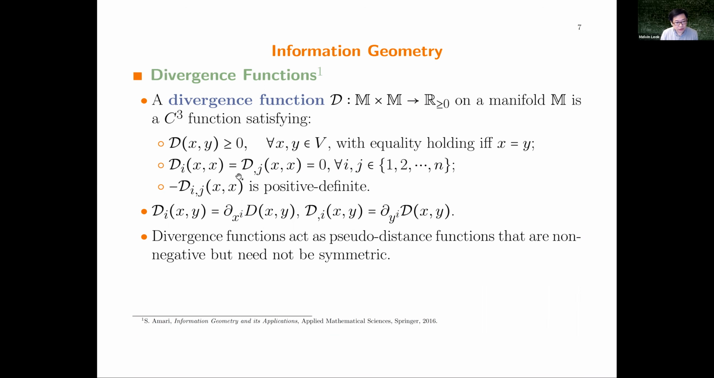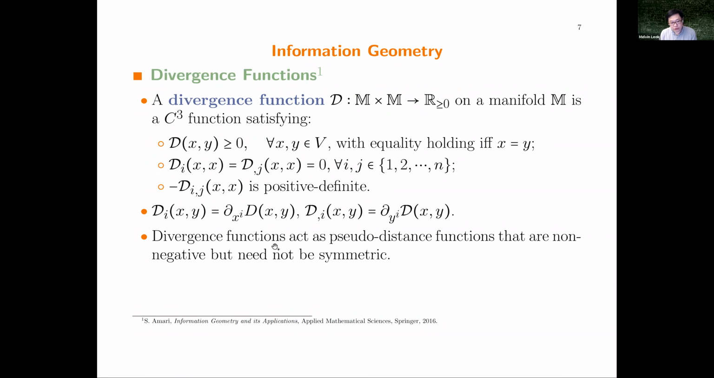So I should say something about the notation here. The d sub i just means partial derivative with respect to the x^i component, and the comma j means that you're also taking a partial derivative with respect to the j component, but in the second slot. So before or after the comma refers to whether you're differentiating with respect to the first parameter or the second parameter in the divergence function. Okay, so there's a compatibility condition here, and then this matrix of mixed partial derivatives is positive definite. In particular, this is going to turn out to generate something like a Riemannian metric on the problem.